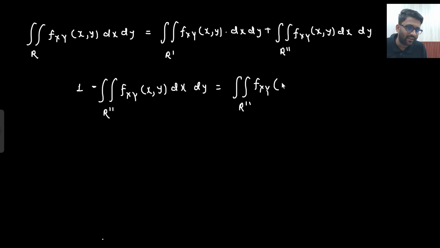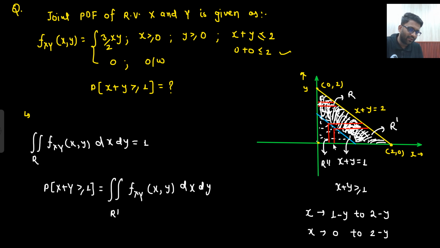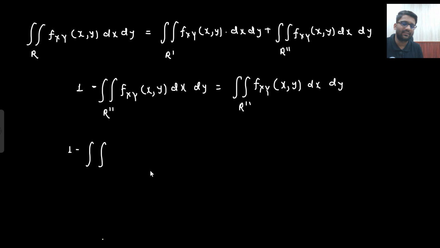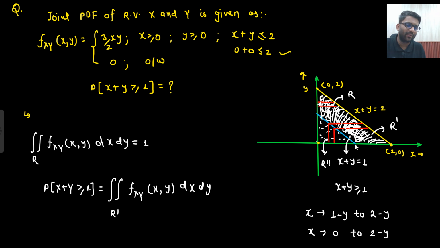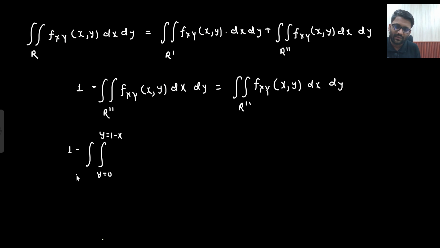So instead of calculating this particular thing, I am calculating this one, and then I am subtracting it from 1, right? So this is the trick that we have played here. What do I need to do here? I have chosen the strip. Strip is going from y equals 0 to y equals 1 minus x, and x is going from 0 to 1 because this point will be 1 comma 0.